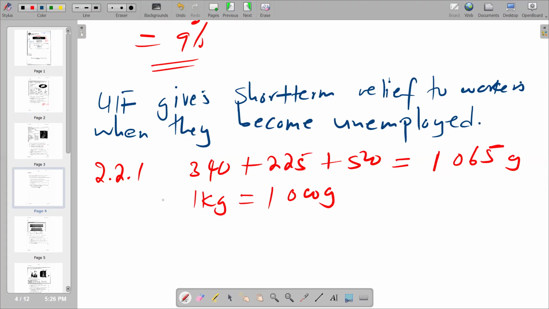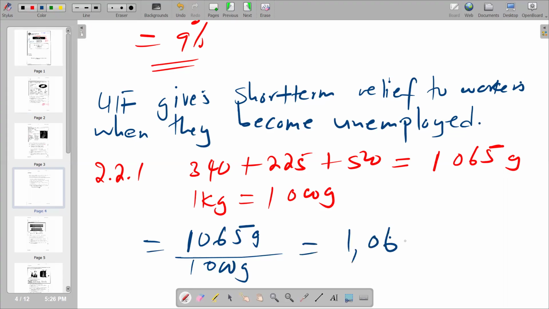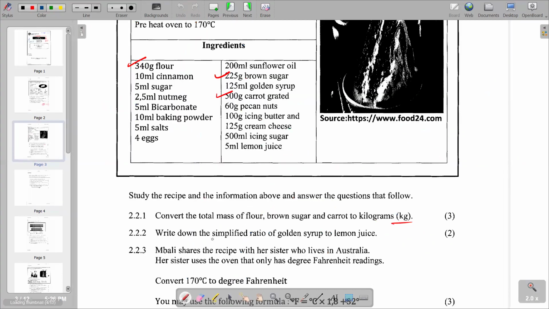So we are now saying 1,065 grams, I'll divide by 1,000. And you're going to get 1.065 kgs. So this is the conversion. Then the next question is saying write down the simplified ratio of golden syrup to lemon juice. So golden syrup, check where it is. It is 125 milliliters. And then it's to what? To lemon juice. And lemon, check for lemon and see that lemon here is 5.